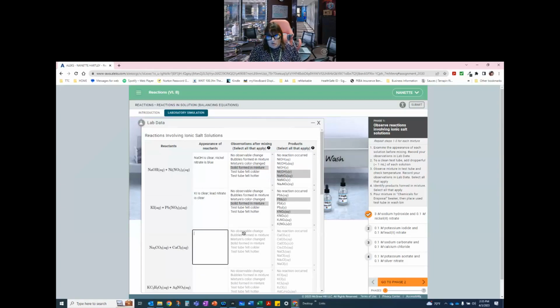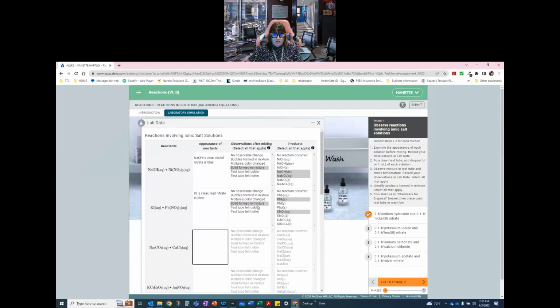Okay. Now, you don't have to predict these products. You can do it after the fact. That's perfectly fine. It's entirely up to you how you decide to handle it. But that's what this lab is designed to do, is to ask you, what are the products that you're going to form, and are they solid or are they aqueous?